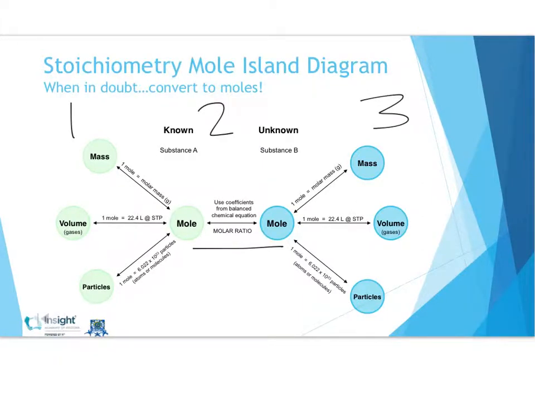First step, you convert from whatever you're in to moles. Middle step, you use the molar ratio. You convert from moles of substance A to moles of substance B. And then the third step, you convert out of moles to whatever the question's asking about.